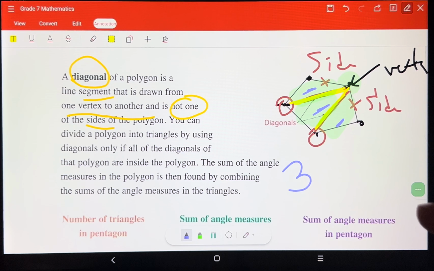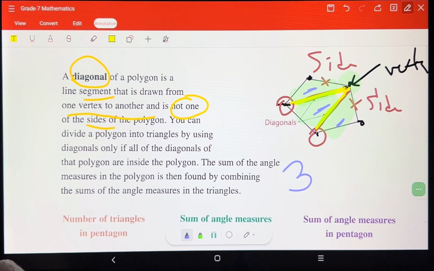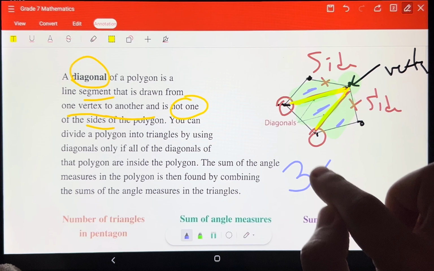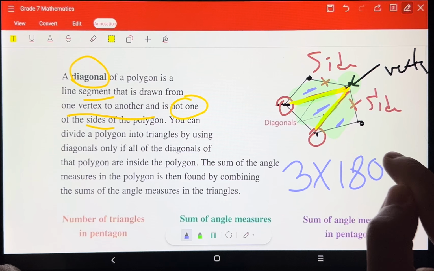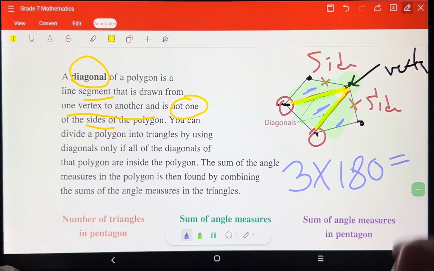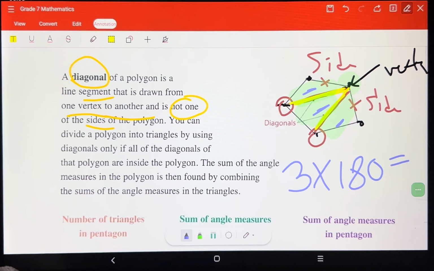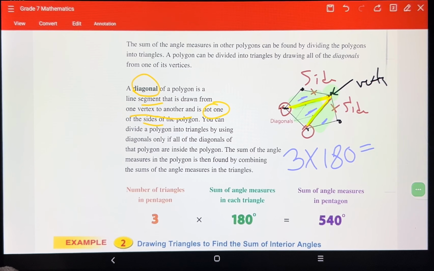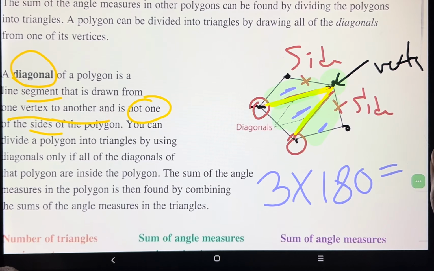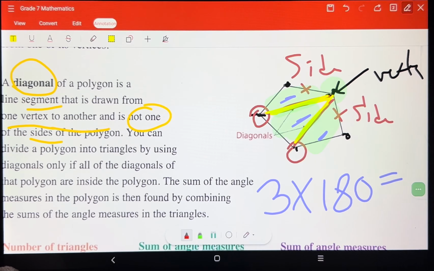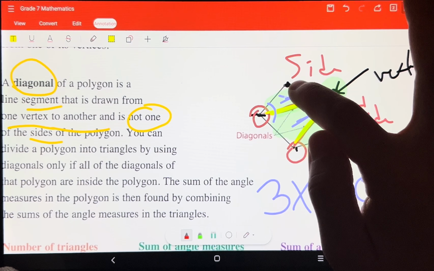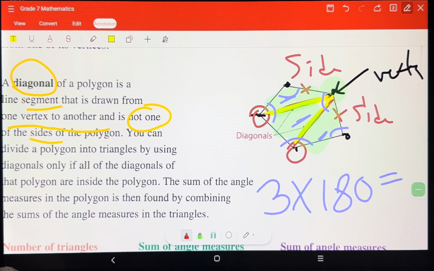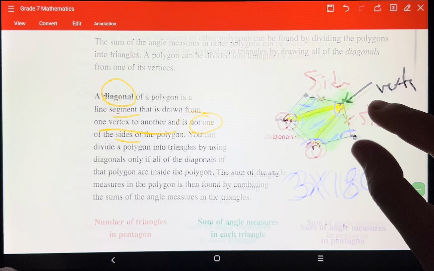We already said that the sum of a triangle is 180. So here we say 3 times 180. When I multiply 3 with 180, I get the sum of the angles of this shape, which is a pentagon. The sum of the angle measures of this polygon is exactly 540.